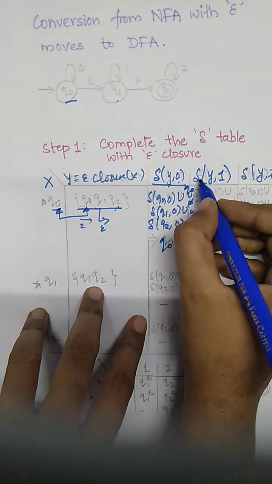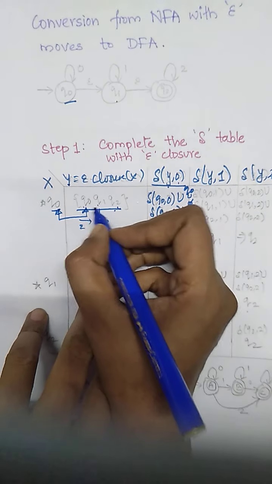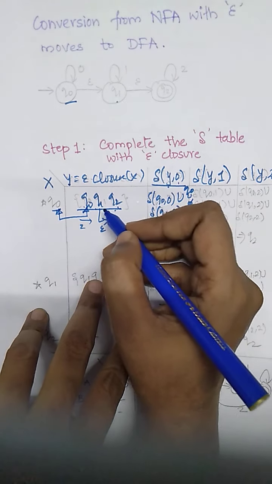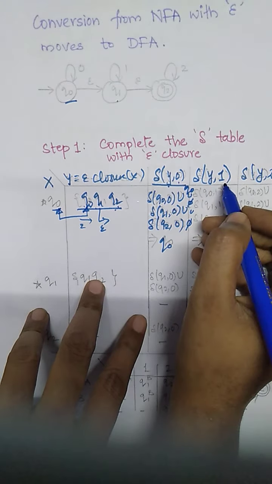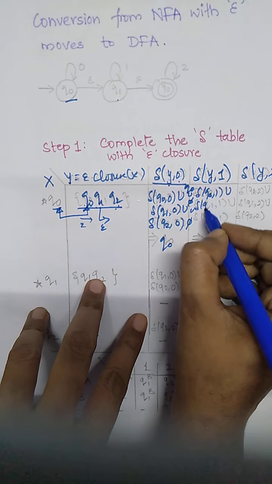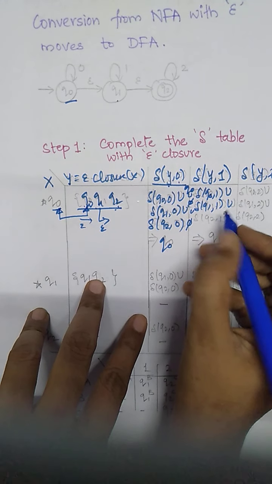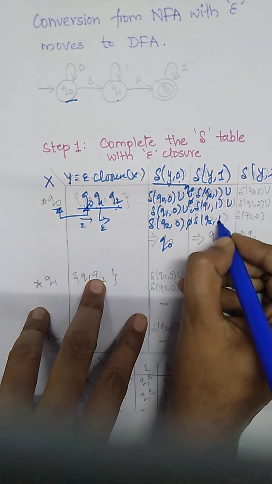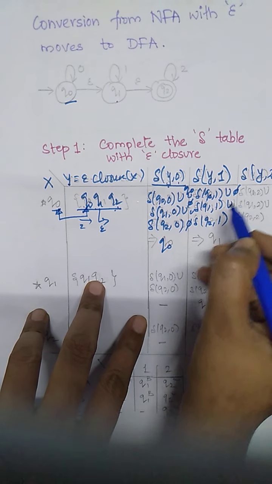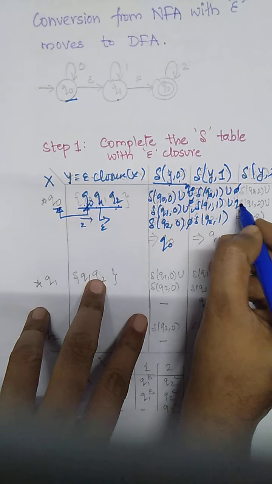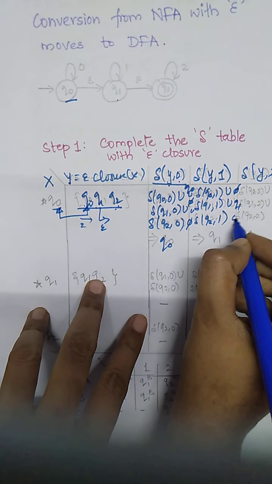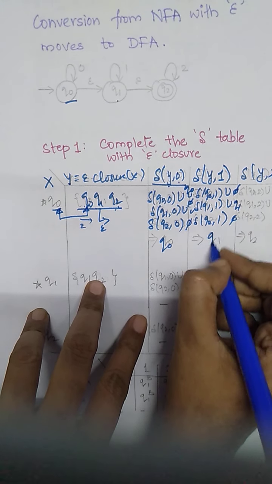Similarly, transition of y on 1. What is y? y is Q0, Q1, Q2. Find the transition of Q0, Q1 and Q2 with input 1. That is the transition of Q0 with input 1 union transition of Q1 with input 1 union transition of Q2 with input 1. Transition of Q0 with input 1, nothing. Transition of Q1 with input 1 is Q1. Transition of Q2 with input 1 is null. Now take the union of all. What answer will we get?